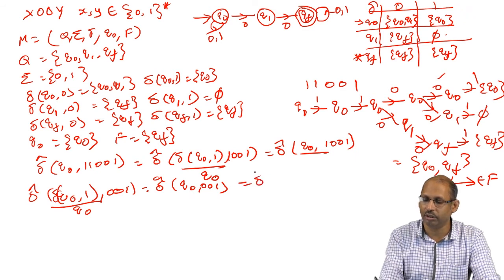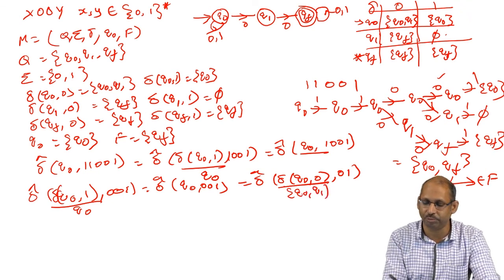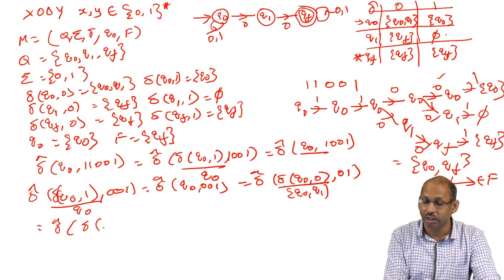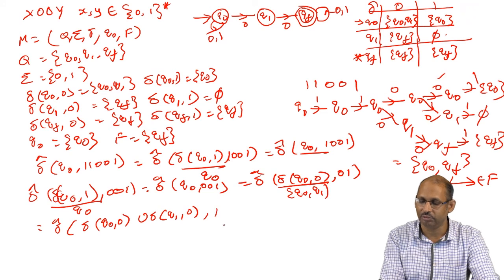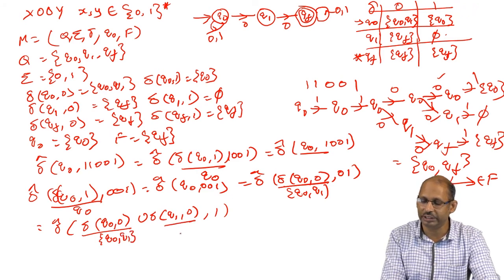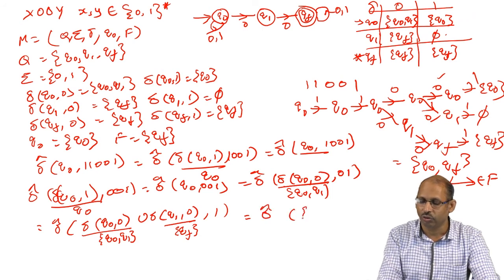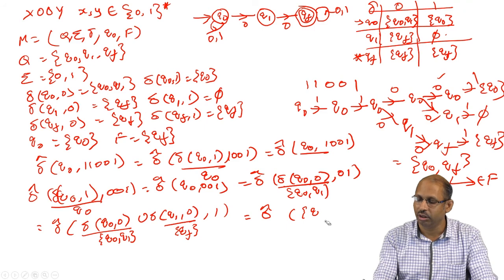Then Q naught on 0, remaining symbols 01. What is Q naught on 0 giving? Q naught and Q1. Both we have to consider for the next input symbol. So the string transition function is Q naught on 0 union with Q1 on 0, followed by the next symbol 1. Here Q naught on 0 results in Q naught, Q1, and Q1 on 0 gives QF. So finally we are getting Q naught, Q1, QF on 1.